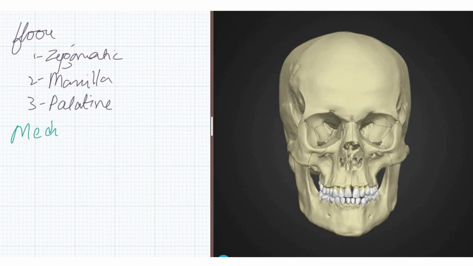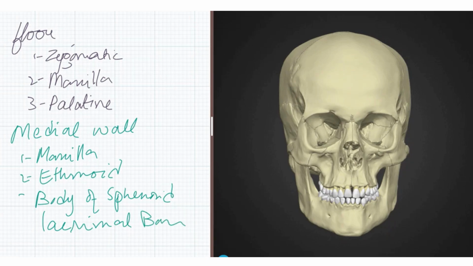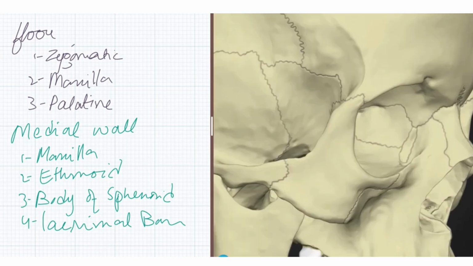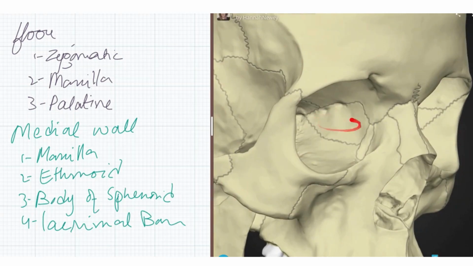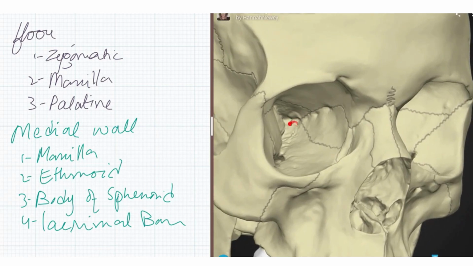The medial wall is made up of 4 bones: maxilla, ethmoid, body of sphenoid, and lacrimal bone. This is the maxillary portion. This is the lacrimal bone. This is the orbital plate of the ethmoid. And this right over here is the body of the sphenoid.